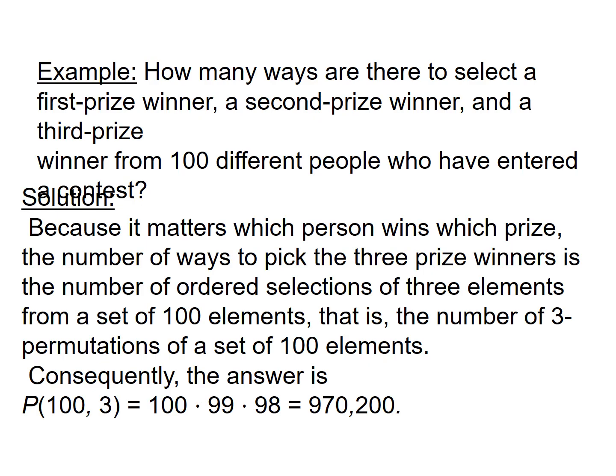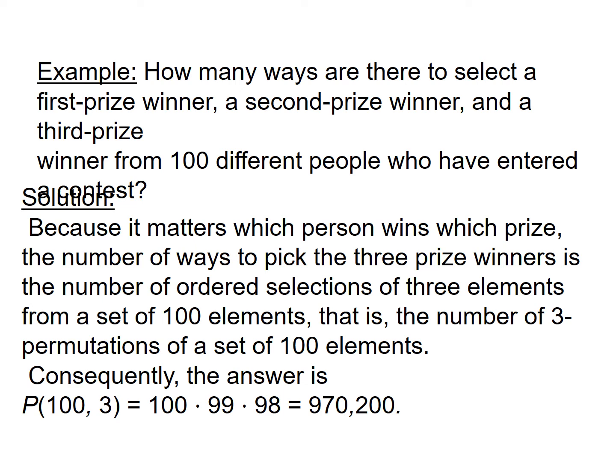Now let's see another example. How many ways are there to select a first prize winner, a second prize winner, and a third prize winner from 100 different people who have entered a contest? There are a total of 100 different people and we have to select from those the first, second and third prize winner.